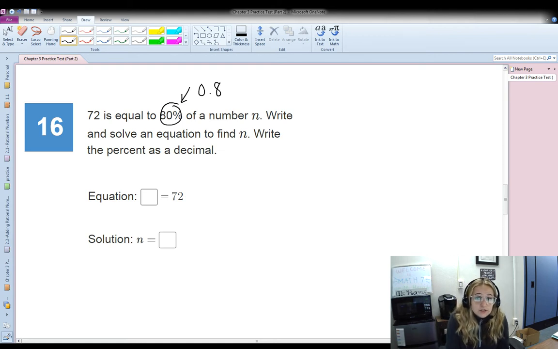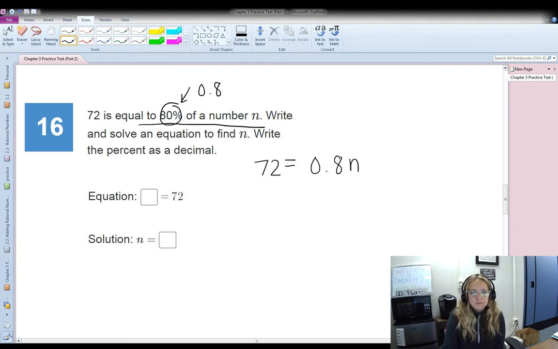All right, so you should have chosen an answer. So first we need to write the equation. And it says 72 is equal to 80% of a number n. So if I want 80% of a number, which is that variable, I'm going to write it as 0.8n. Because if I multiply that number with the 0.8, that's going to give me 80% of it. And we'll get into that more in, I believe, chapter 5 or 6. Okay, so now we have our equation, 72 equals 0.8n. So that's the answer to the first part. Okay. Now let's solve it.